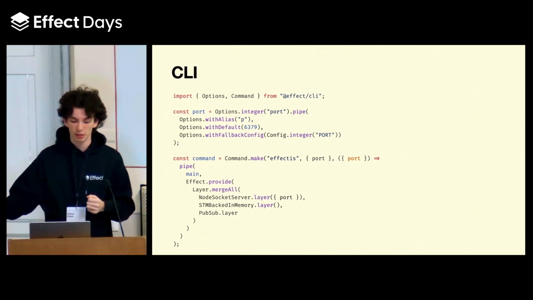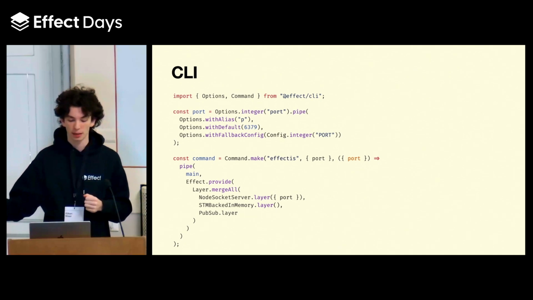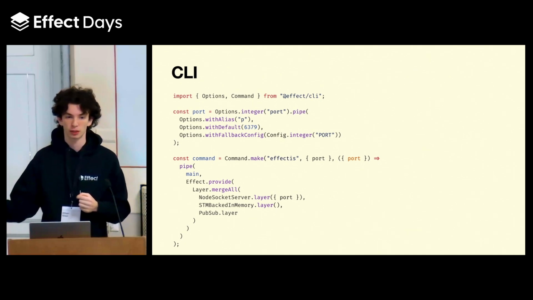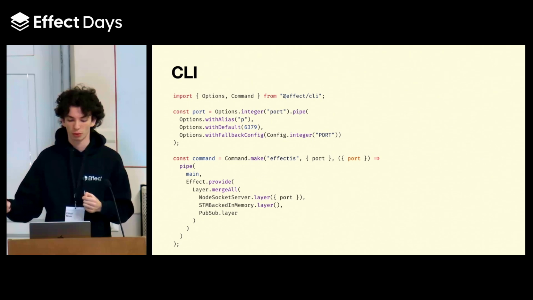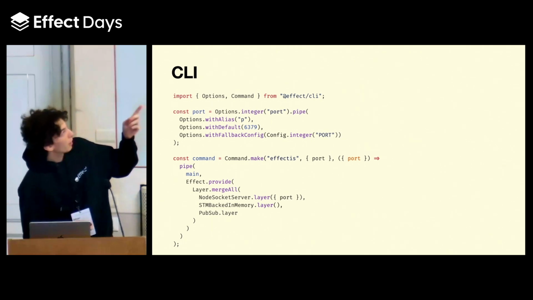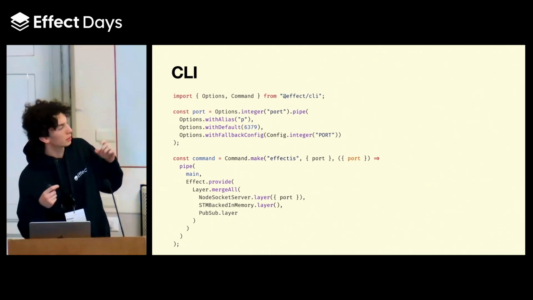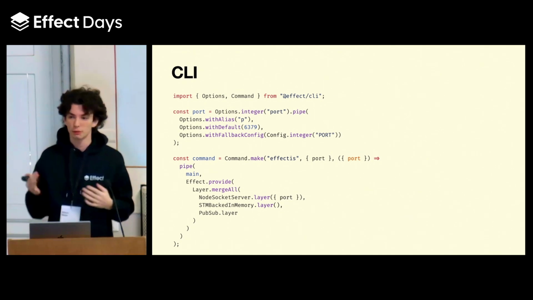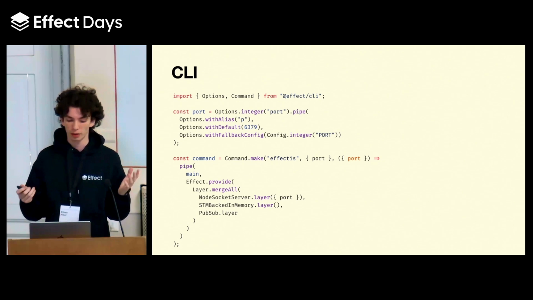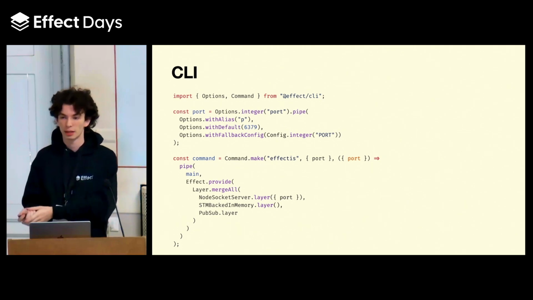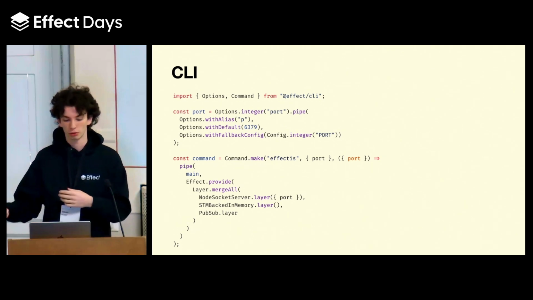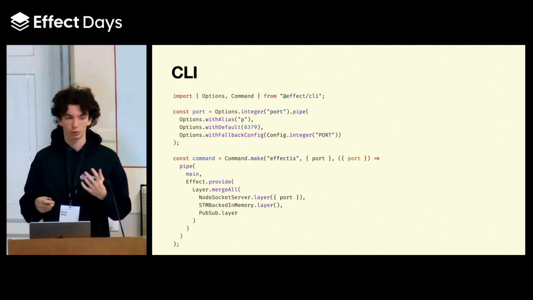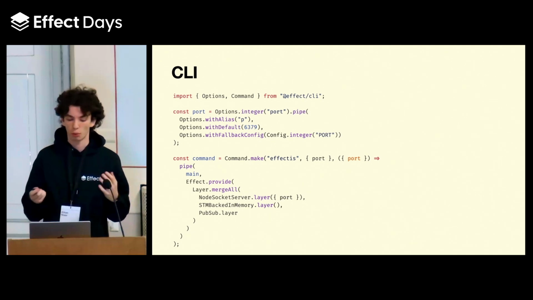Then we pass this into Command.make, and Command.make gives it back to us in the arguments for the handler, so that in that final handler inside the object, the port is just a number. Did it come from the environment variable? Did it come from the default? Did it come from being passed to the CLI? It doesn't really matter. We just get it back. Then we can provide that to the layer constructor for our socket server, and that is what actually changes the port that the socket server starts on.